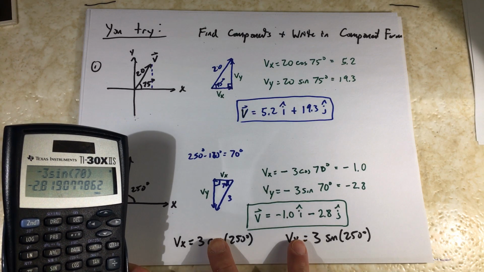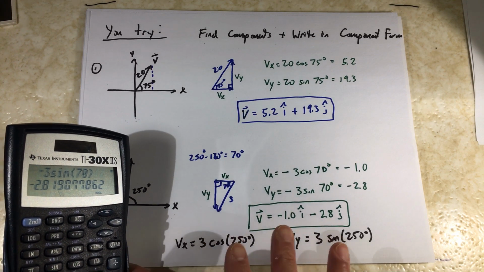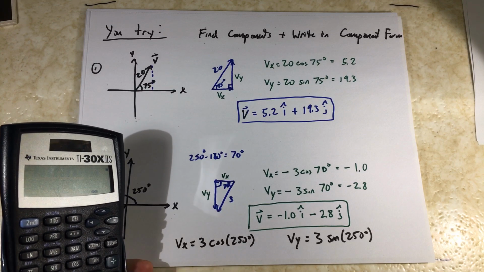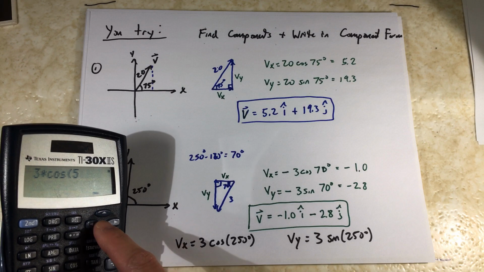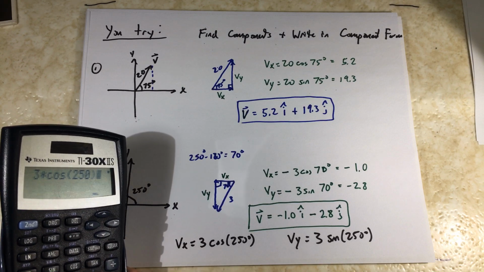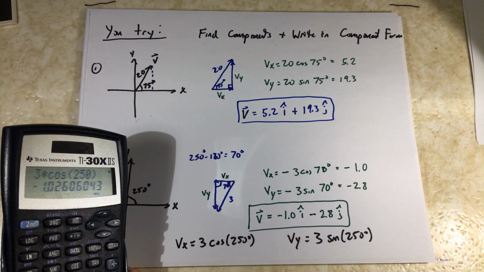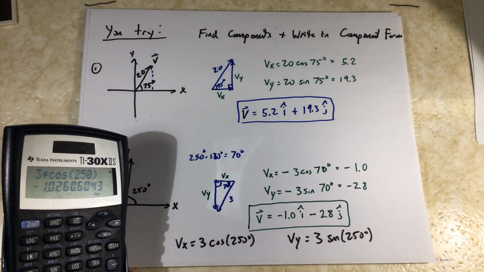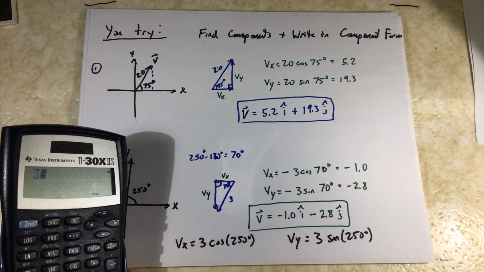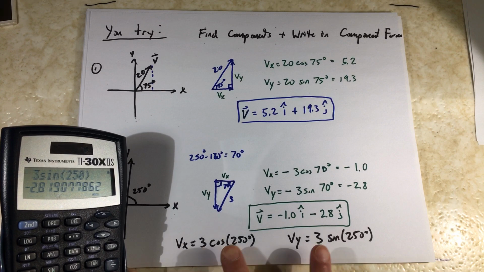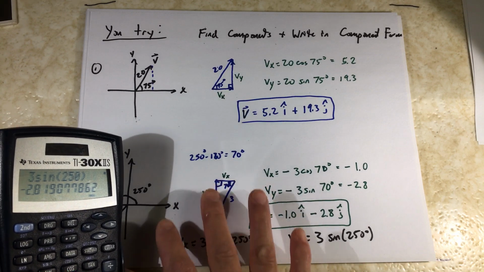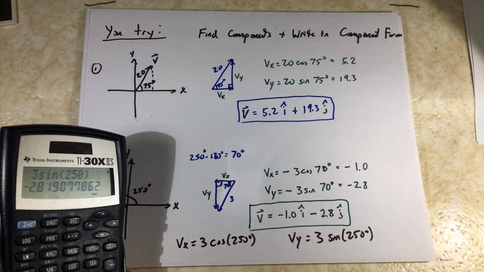All right, so if you're going to do this, don't put in minus signs by hand because it's going to come automatically. So if you do 3 times cosine 250, you get negative 1.0, and then if you have 3 sine 250, again you get the negative 2.8. So it happens automatically if you just put in this angle. It doesn't come from an angle, you just use that general equation.